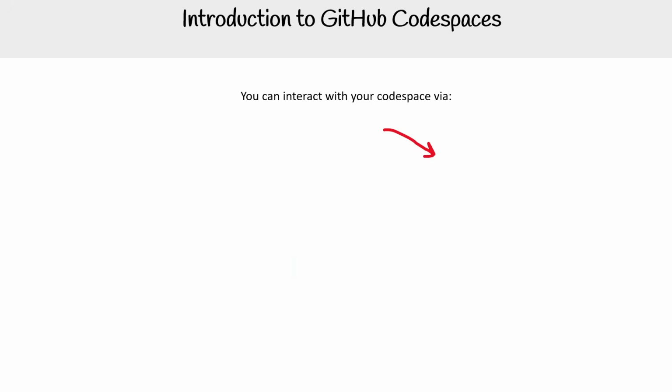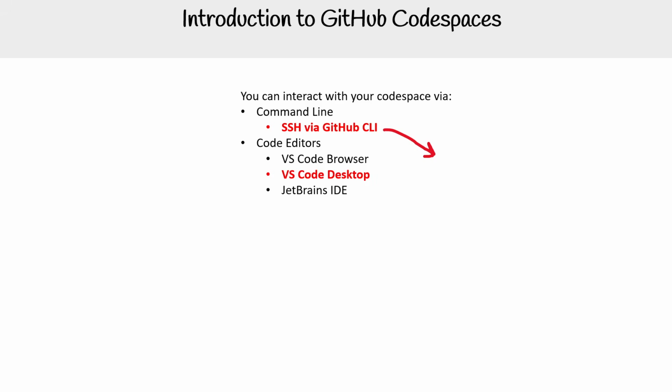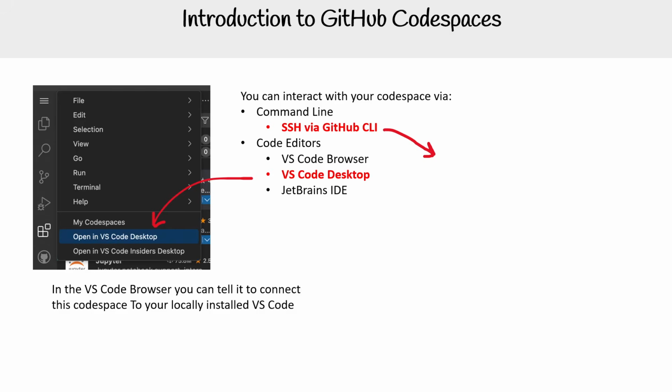You can interact with Codespaces via multiple ways. We have SSH via the GitHub CLI. You have code editors such as VS Code in the browser, the desktop, or a JetBrains IDE. For the desktop, you can just open it from the browser by going to Open in VS Code Desktop. It does give you a bit more flexibility than the browser because there could be extensions that only work locally, and you get a better experience there.